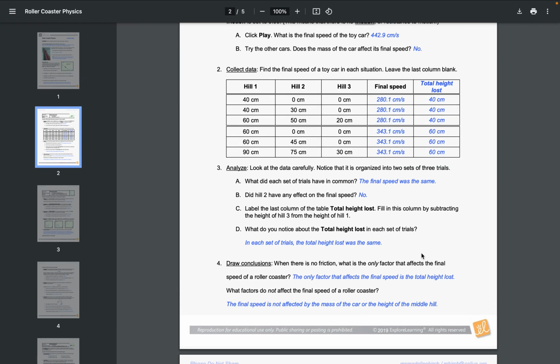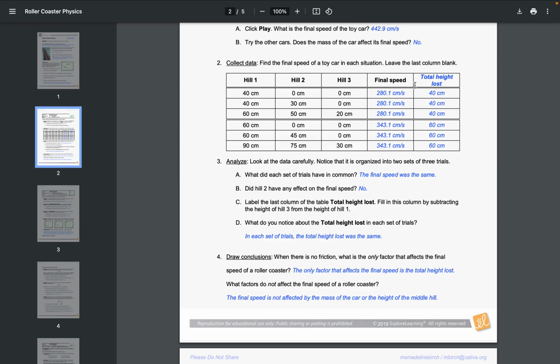I'm going to give you guys a second to check your graph for 2, as well as what conclusion you came to here. So now we know the mass of the car doesn't really matter, but what is mattering is the total height lost in terms of determining the final speed. I can also pause the video here for a minute.